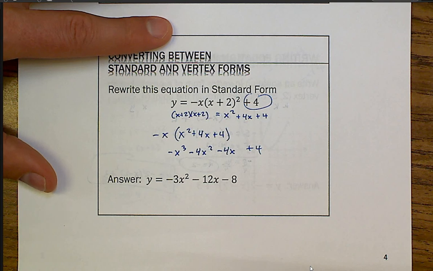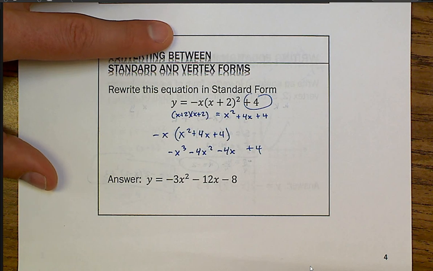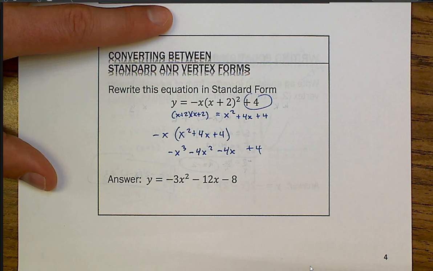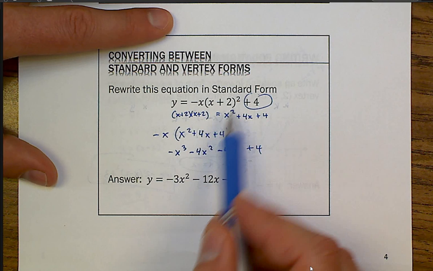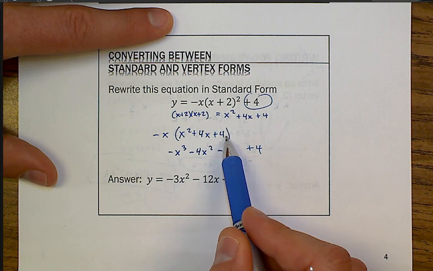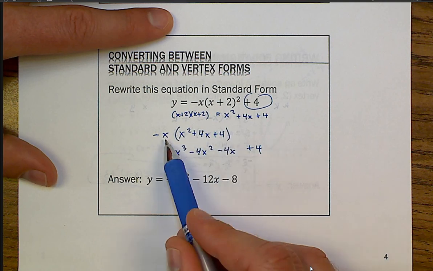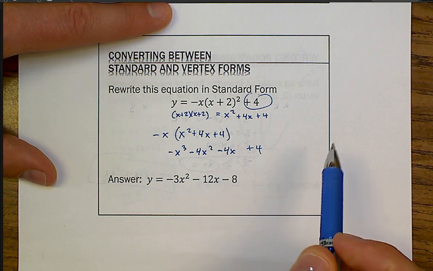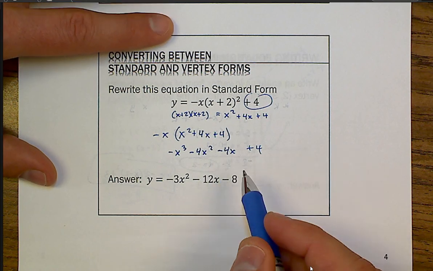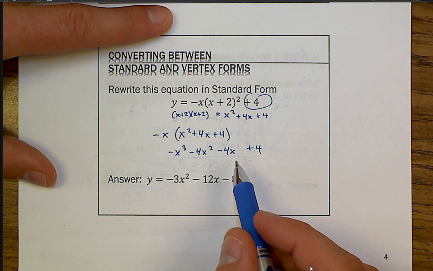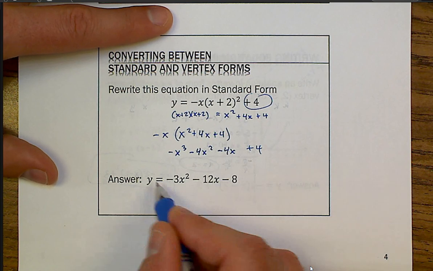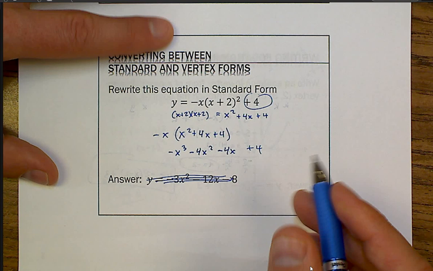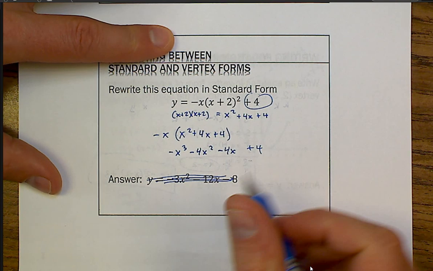And let's see, what am I missing here? I did something incorrect, maybe. What did I do? x squared, 4x, 4, negative x to the third. Let's see. I don't think this is the correct answer, unless I'm doing something wrong here. Let me just double check this.